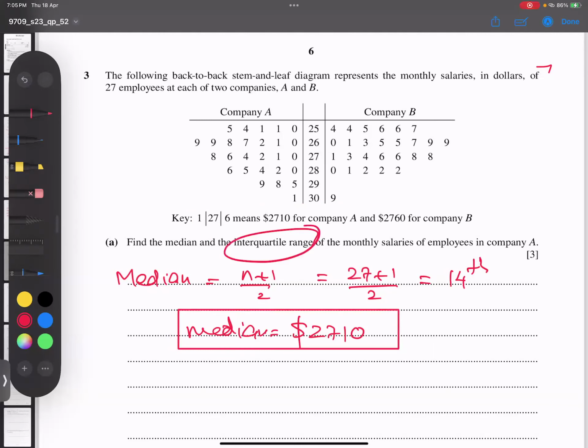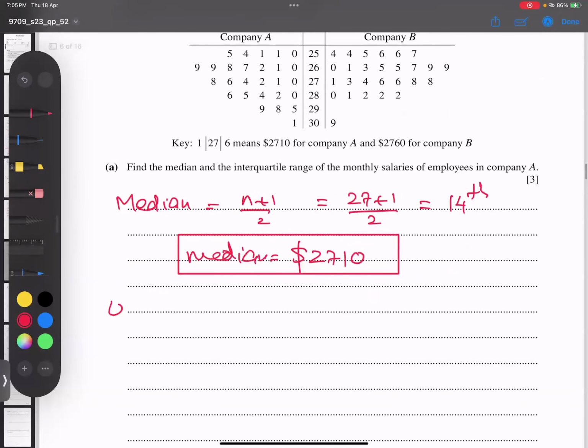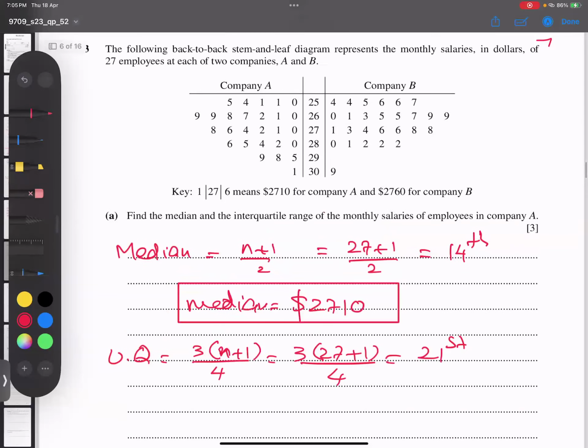Now the interquartile range. How do we do it? First, I will go for the upper quartile. What is the upper quartile formula? 3/4 of (n plus 1). And n is 27, so 27 plus 1 is 28, and 3/4 of that is 21. I'm looking for the 21st place. Let's count: 1, 2, 3, 4, 5, 6, 7, 8, 9, 10, 11, 12, 13, 14, 15, 16, 17, 18, 19, 20, 21. So we get this number.